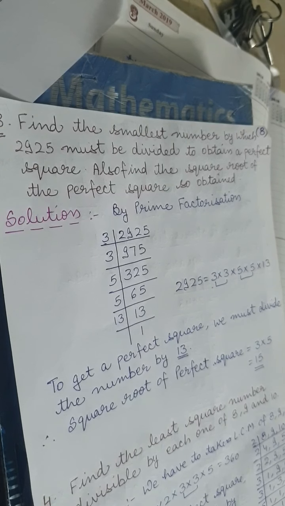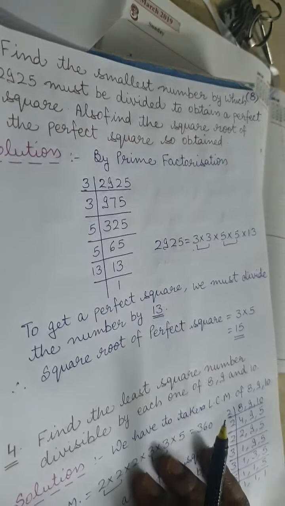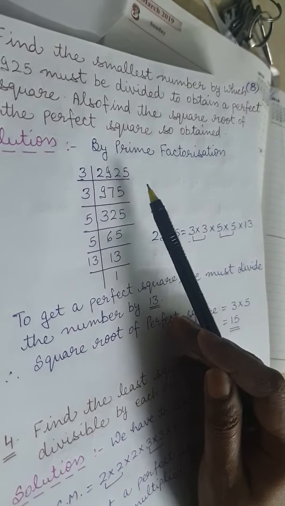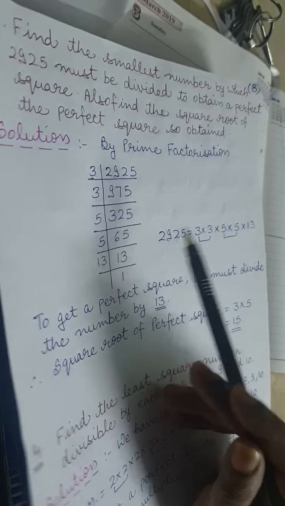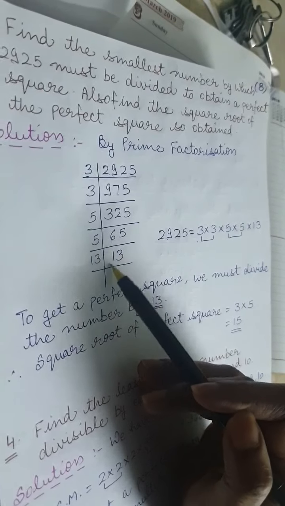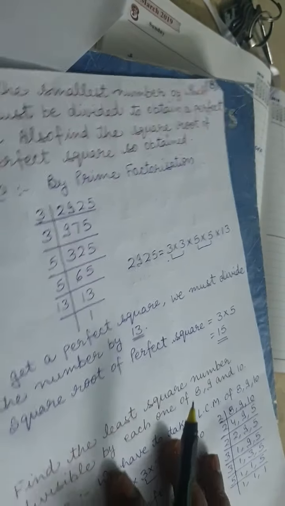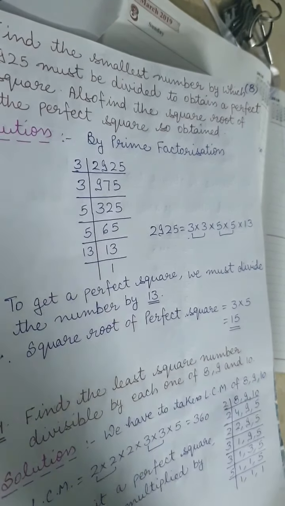These types of questions we have also discussed in exercise 3rd A. Do you remember that we have studied these types of questions in 3rd A also? Now let's do it again. First of all, by the prime factorization method, find out the factors like this: 3, 3, 5, 5 and 13. Now see here, the pairs of 3 and 5 exist.